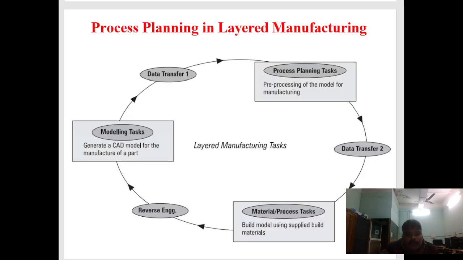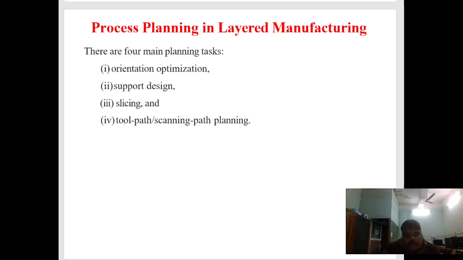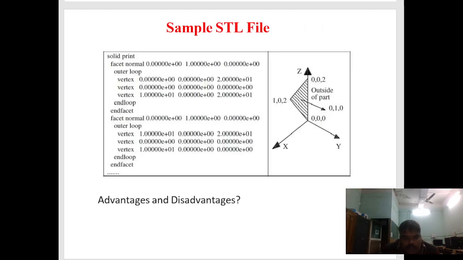Process planning in layered manufacturing. Data transfer, one process planning task: pre-processing of the model for manufacturing. Data transfer to the material process task: build the model using the supplied build material. Reverse engineering: generate a CAD model for the manufacture of a part. There are four main planning tasks: orientation optimization, support design, slicing, and tool path or scanning path planning.